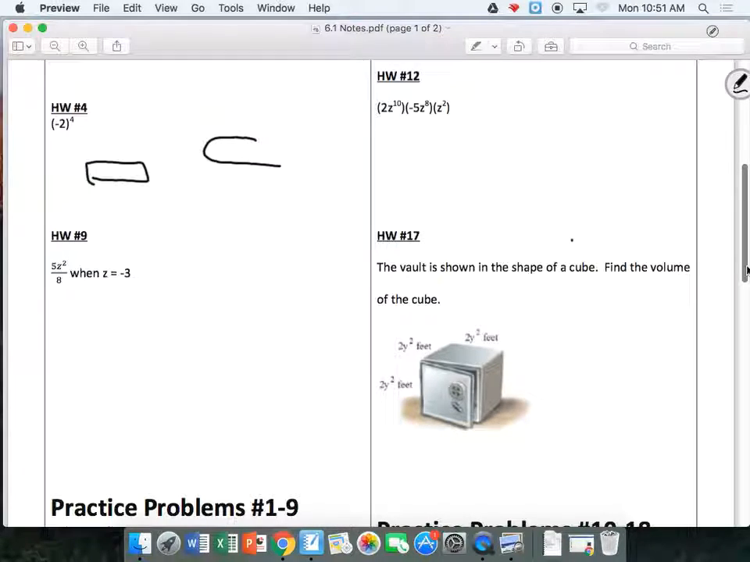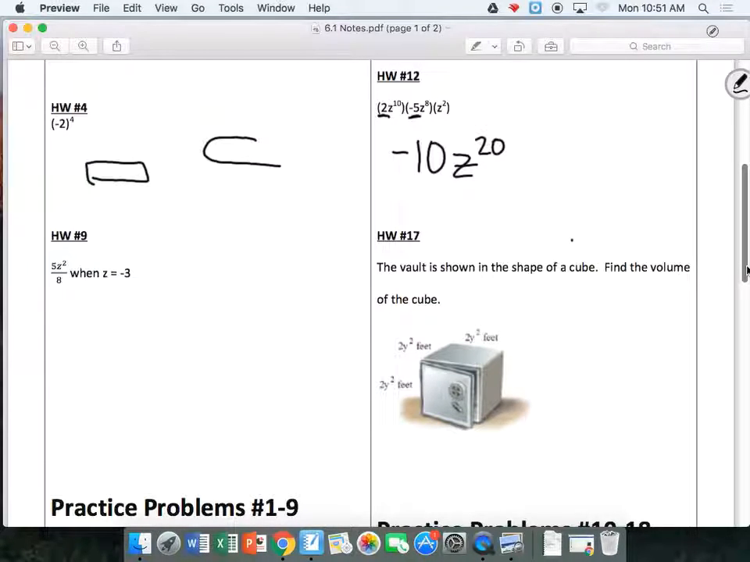All right, so the numbers in front of the variables, you can go ahead and multiply those just like you normally do. So 2 times negative 5 is negative 10. And then all the z's are alike. So I can add the exponents. 10 plus 8 plus 2 is 20. So it's negative 10 z to the 20th. Makes a lot of sense. I have a question. Yes, ma'am.